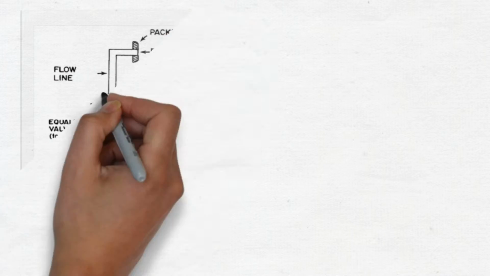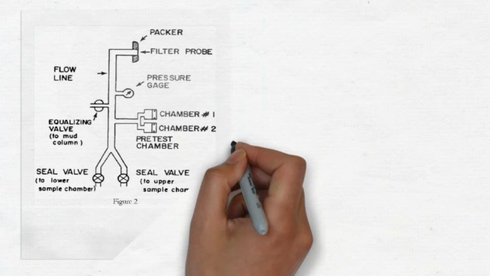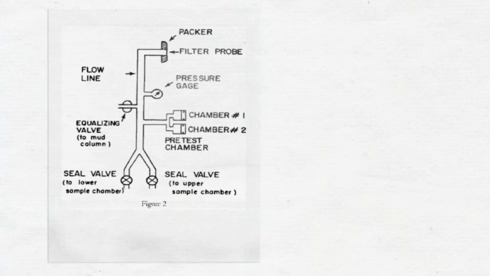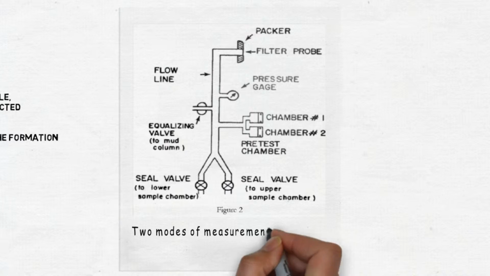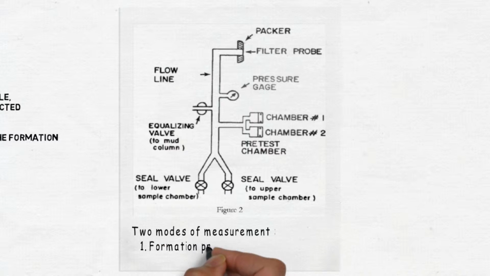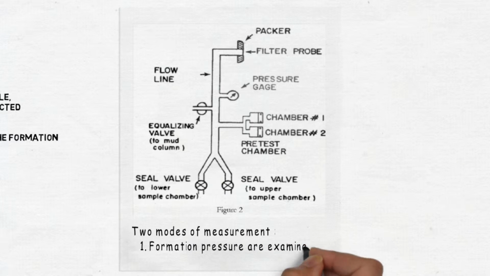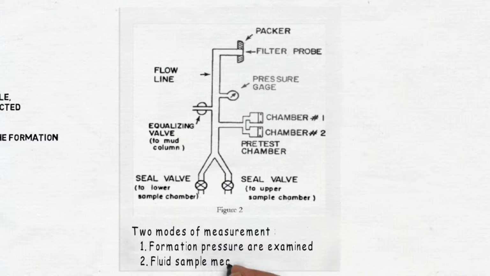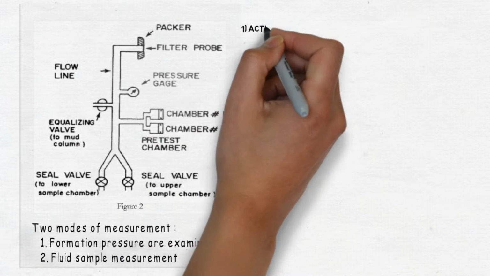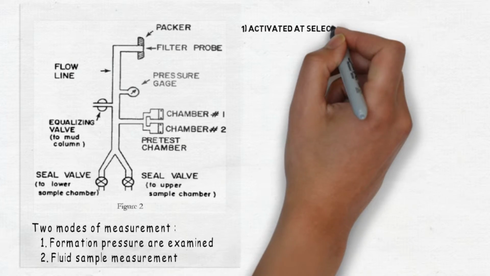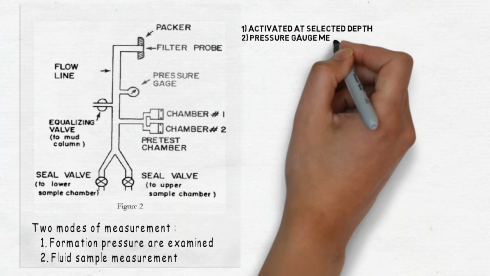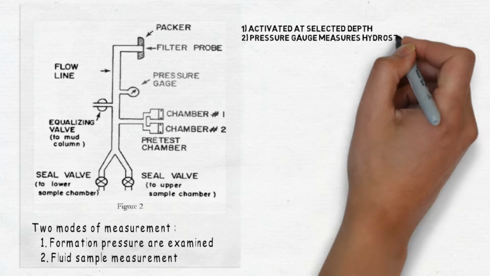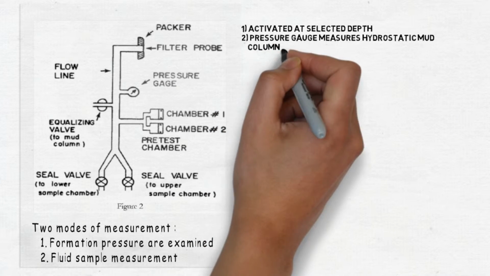Turn to figure 2. Two modes of measurement exist. The first one, a pretest measurement in which formation pressure is examined. Second, a fluid sample measurement in which formation fluids are physically withdrawn and retrieved to the surface for examination. The sequence of tool movement required to measure formation pressure begins when the formation tester is activated at a selected depth. The sampling system shown in figure 2 illustrates how this measurement is made.